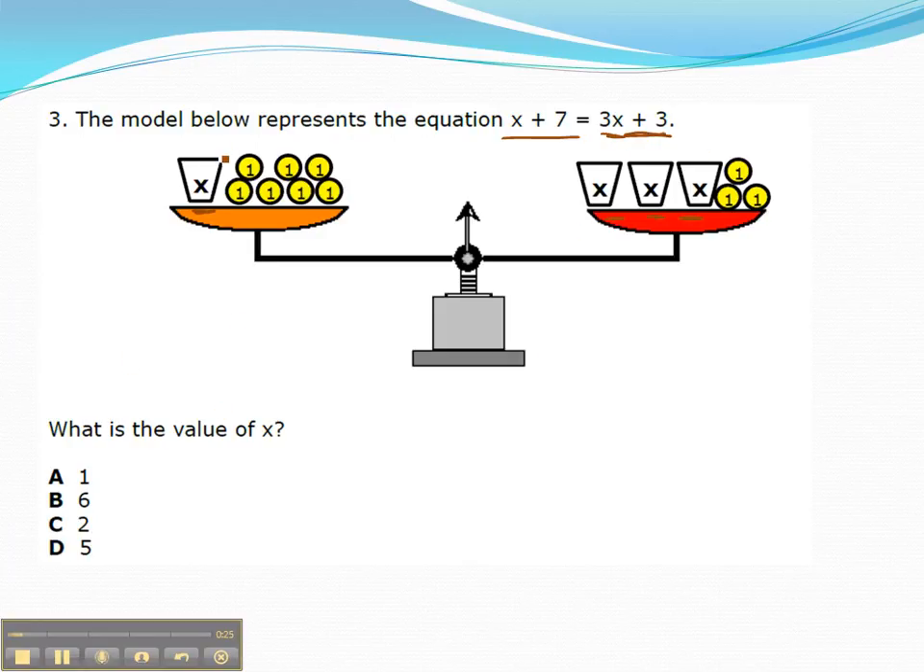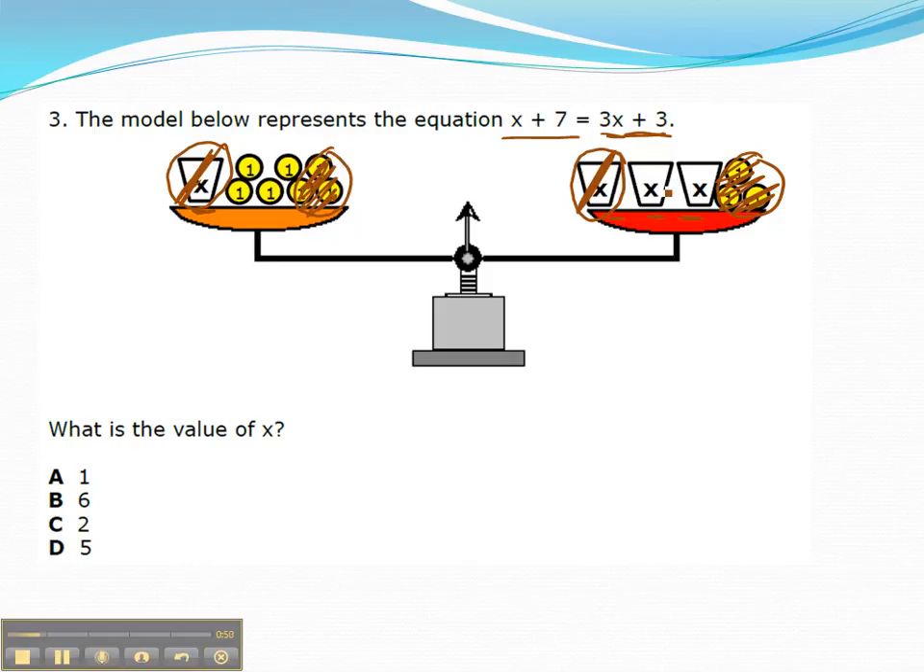There's two ways to do this. I'm going to do it both ways. We can use the model, get rid of an x here. If I do that, I have to keep the equation balanced by getting rid of an x over here. Now I have two x's on the right side of my scale, and I want to have just x's. I want to get rid of these 3 chips. So I'm going to take these off the right side, and if I take 3 chips off the right side, I have to take 3 chips off the left side to keep the equation balanced.